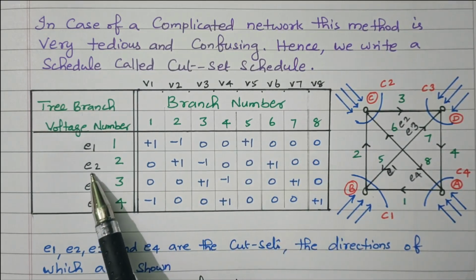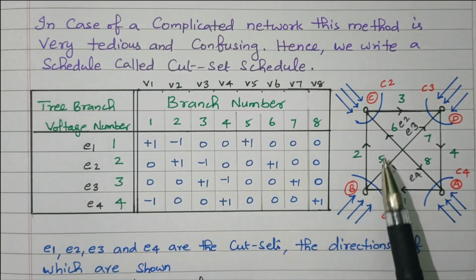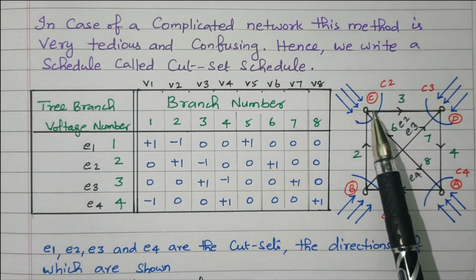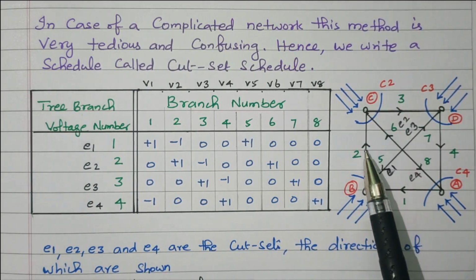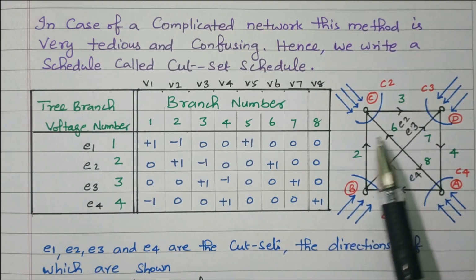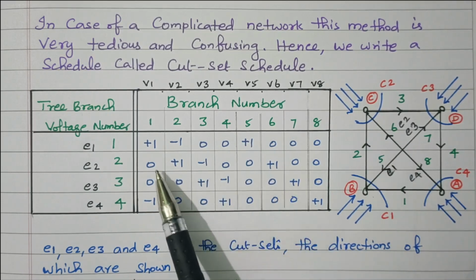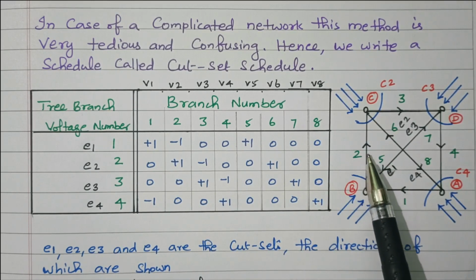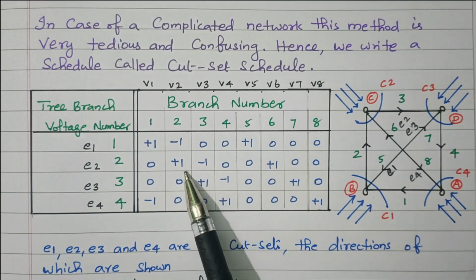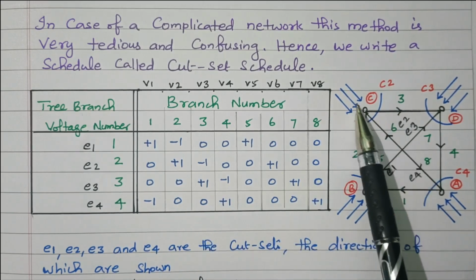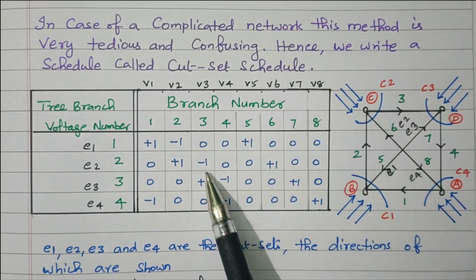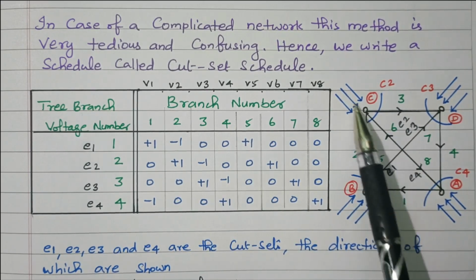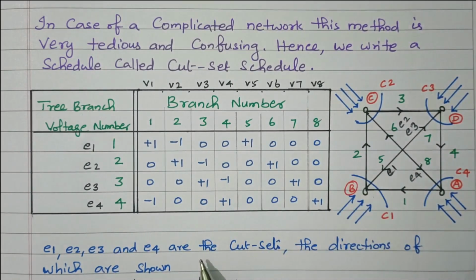Then we'll go to E2, the branch voltage E2. So E2 is available here, right? Here branches 2, 3, 6 are connected. Other branches, 1, 4, 5, 7, 8, are 0. First we will see branch 2. See the direction, both are opposite, so plus 1. Then branch 3, both are in the same direction, so minus 1. Branch 6, both are opposite, so plus 1.